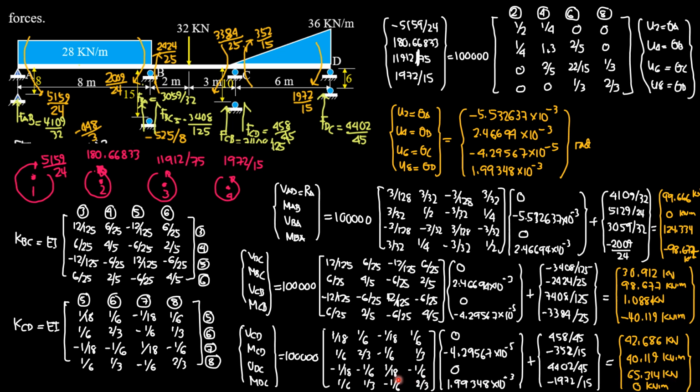Then finally, 1/3 for moment DC, expected 0: 1/3 of negative 4.29567 times 10 to the negative 5 plus 2/3 of 1.99348 times 10 to the negative 3, times 100,000, plus negative 1972 over 15, that is 0. So that's it for this video. I hope that you were able to follow the solutions and understand the explanations.